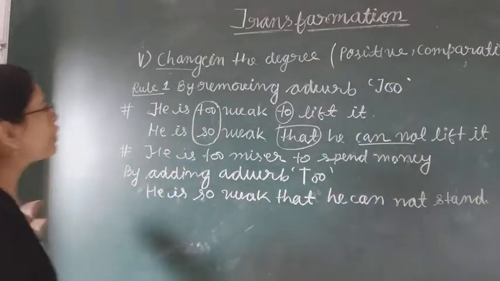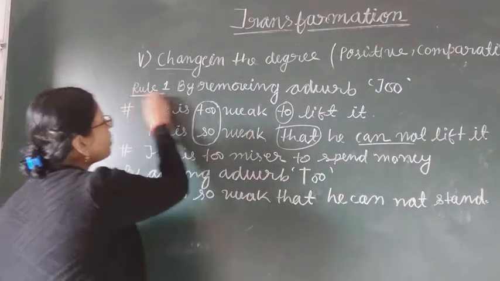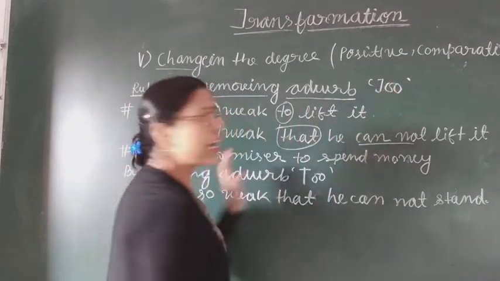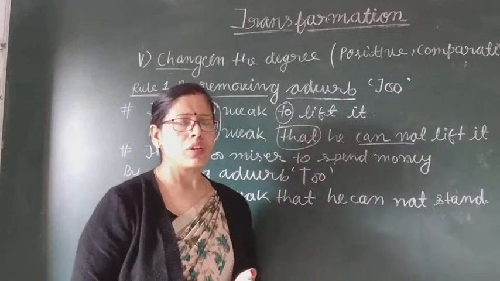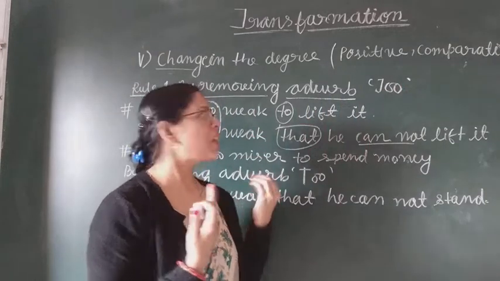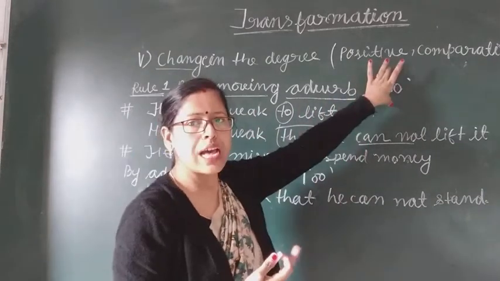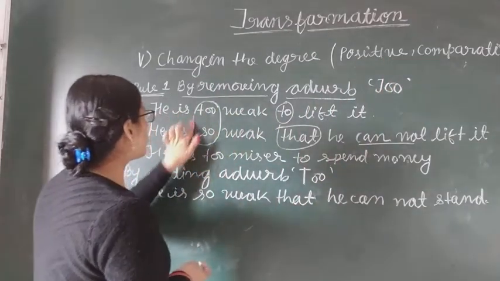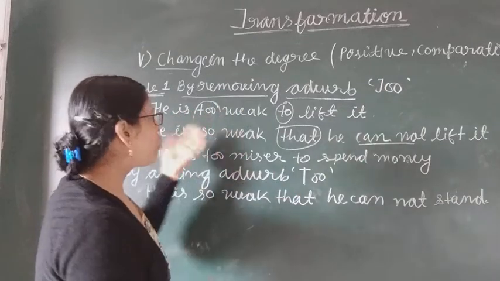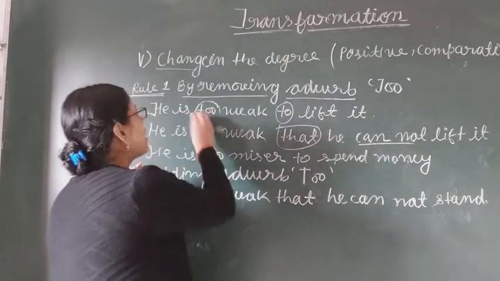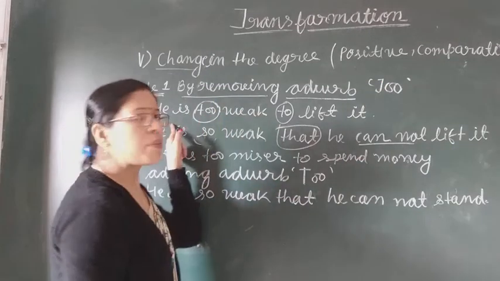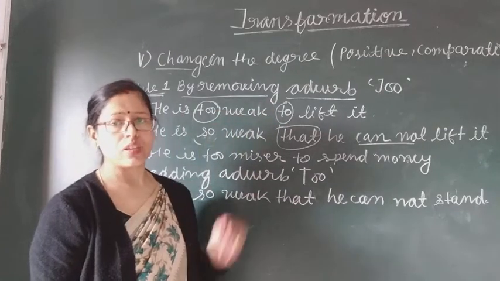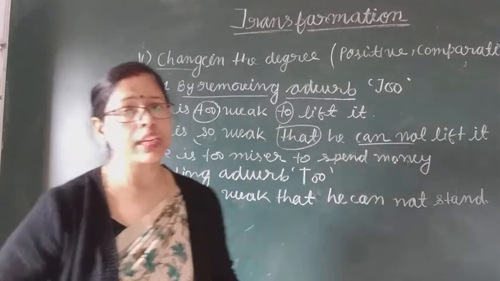So what is rule number first saying here? Rule number first says: by removing the adverb too. What is the meaning of remove? To eliminate. We have to remove and we have to add something, you know very well. In order to understand how we can remove the adverb too, let's see the example. The example I have written here: He is too weak to lift it.